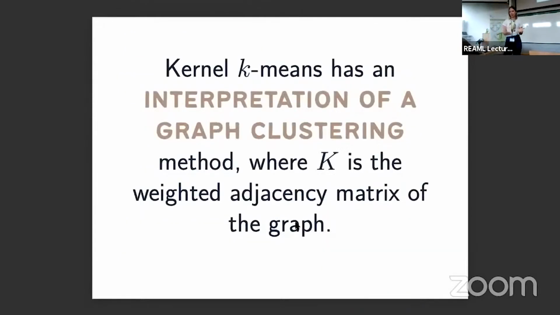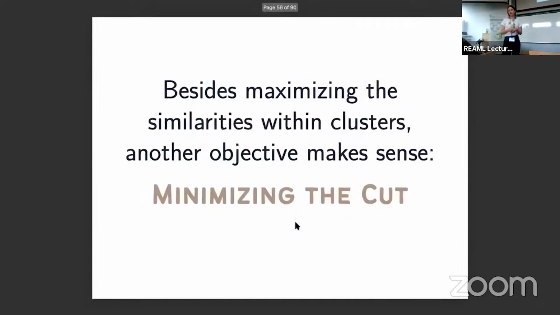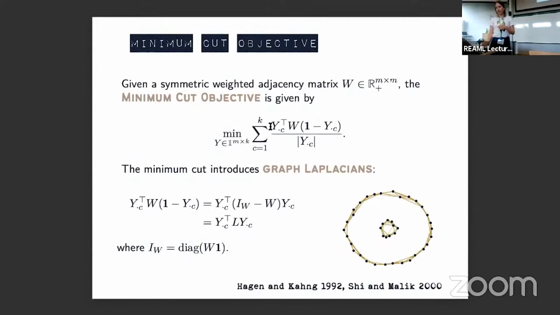Now, kernel k-means has an interpretation as a graph clustering method where K is the weighted adjacency matrix of the graph. But besides maximizing the similarity within clusters, another objective also makes sense, and this is the minimum cut objective. The minimum cut objective basically says that if I have my similarity matrix, now W, which you can see as the adjacency matrix of your graph, you want to find clusters which minimize the cut. And the cut means that you take all the points which are in cluster C, and you sum up all the similarities to the points which are not in cluster C. So we multiply cluster C with the edge weights, and then with those which are not in cluster C. So basically you would snip along the edges, around your circles, and this would also minimize your objective, right? Because here we have very low edge weights.